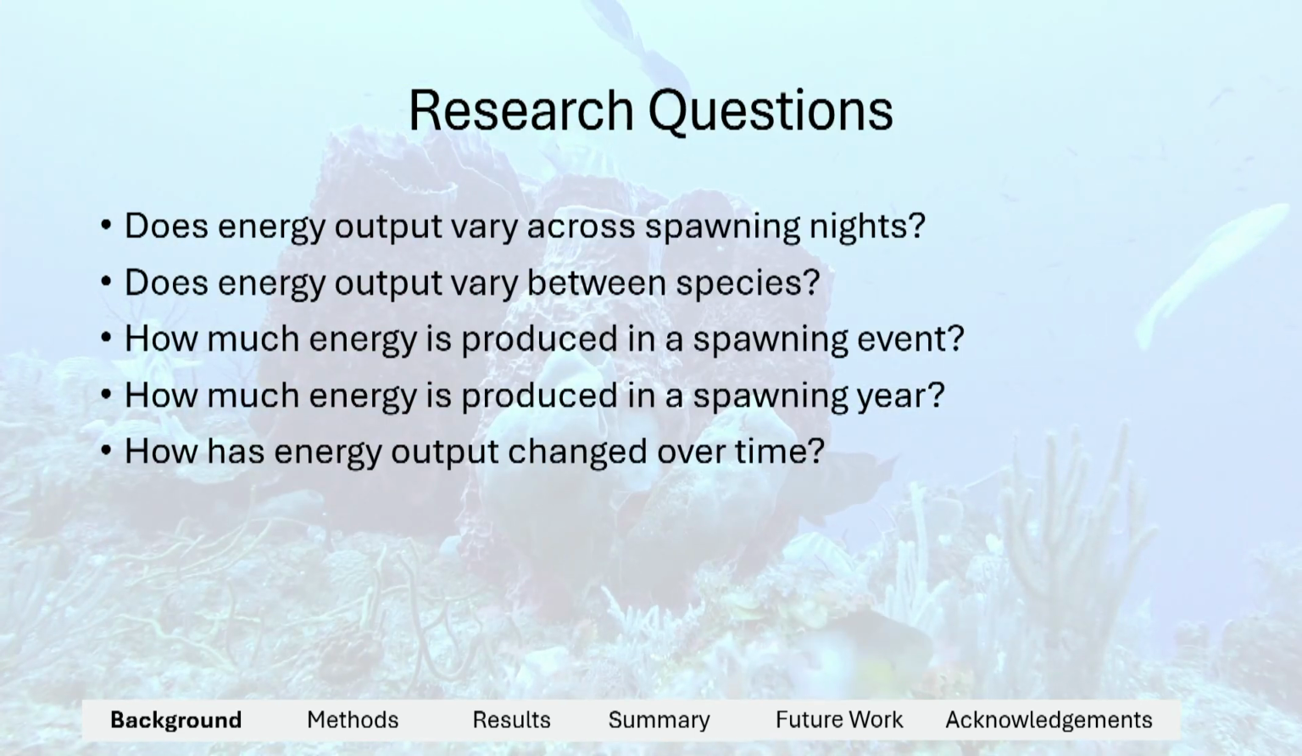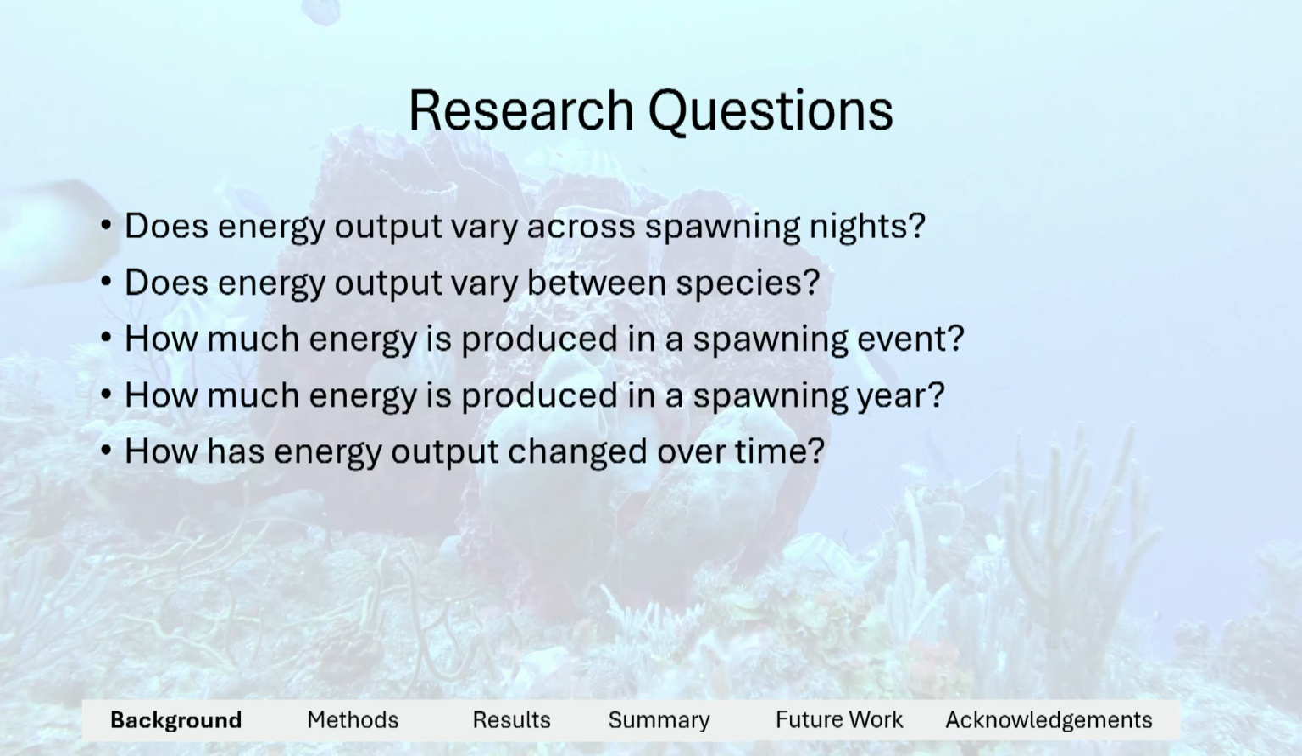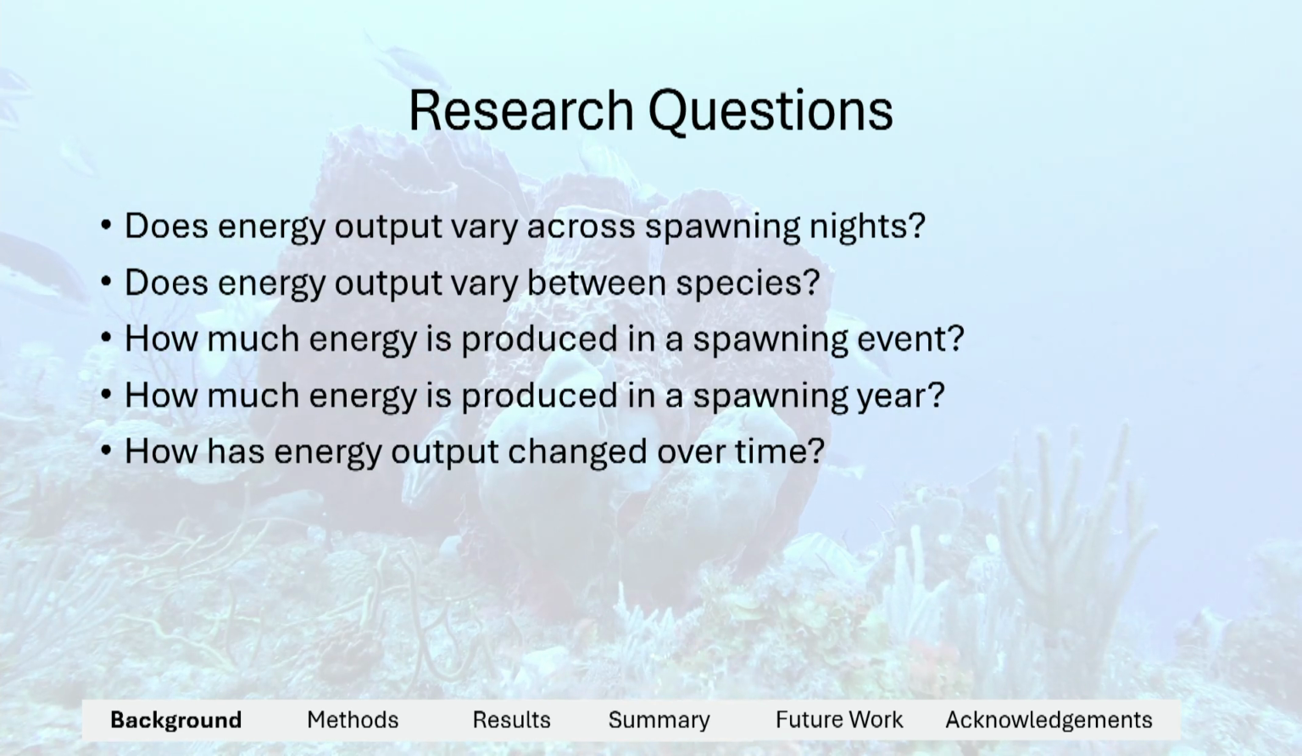So we know the importance of energy, we know the importance of these fish species, yet little has been done to actually quantify energy output during spawning of these species. And so this leads into a few research questions that I have: does energy output vary across spawning nights of specifically Nassau grouper? Does energy output vary between species, being Nassau and tiger? How much energy is produced in a single spawning event? And then how much energy is produced in a spawning year, and how has it changed over time?